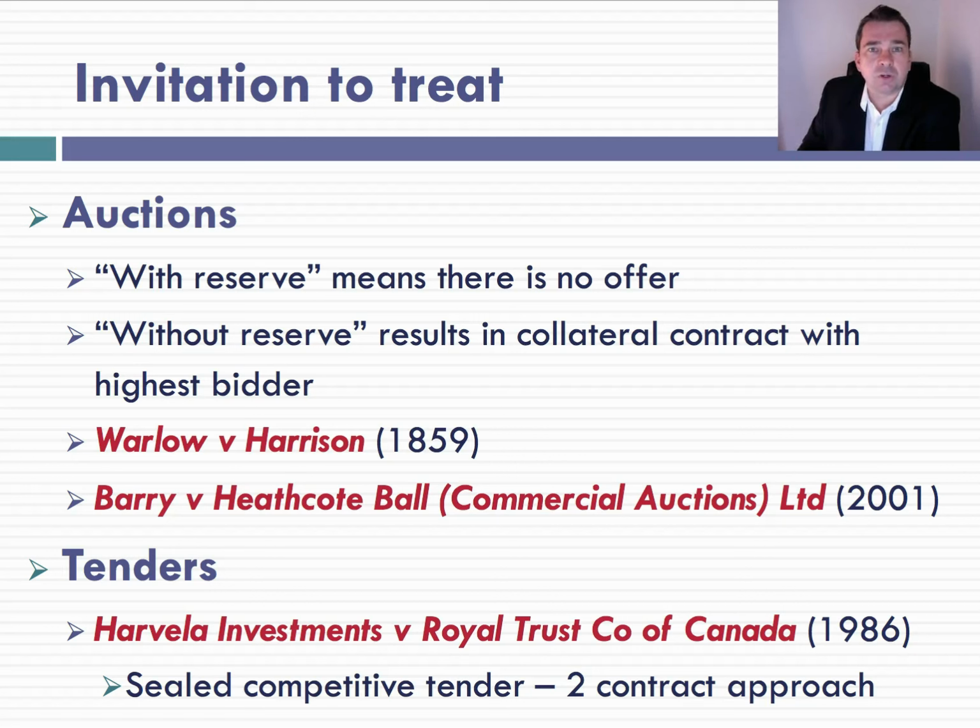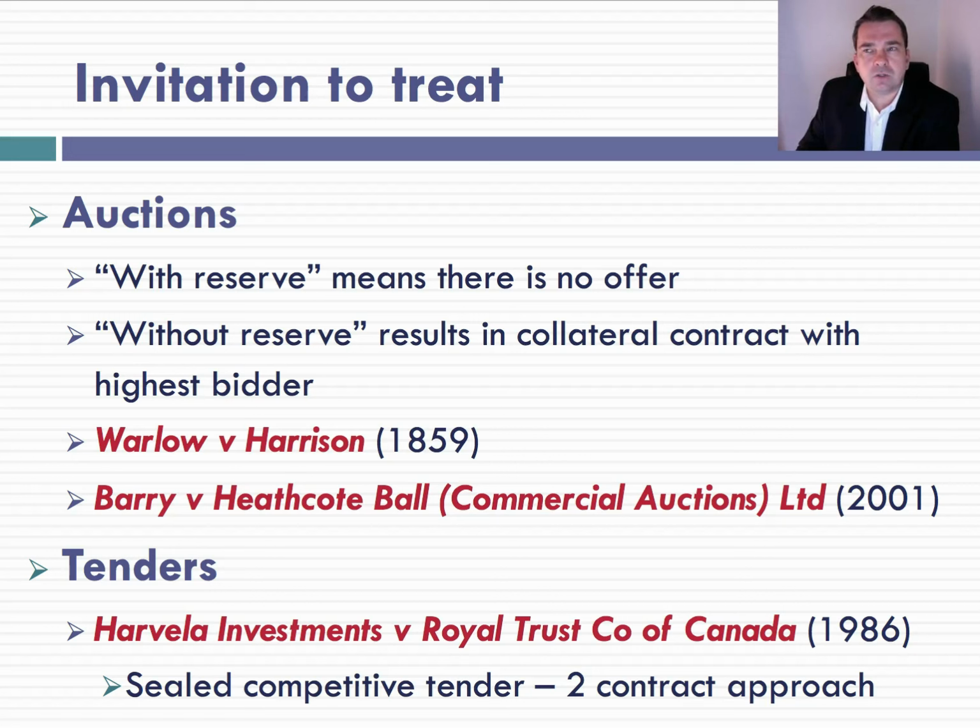Because as we saw in the example of with reserve auctions, a bid doesn't really amount to acceptance. It can't really do that. So how's that different when you have auctions that are without reserve? Well, first of all, let's look at it from a fairness point of view. If the auction house has said that an auction is without reserve, then clearly the highest bidder should be able to get the items and there should be a contract. So that's simply from a fairness point of view.